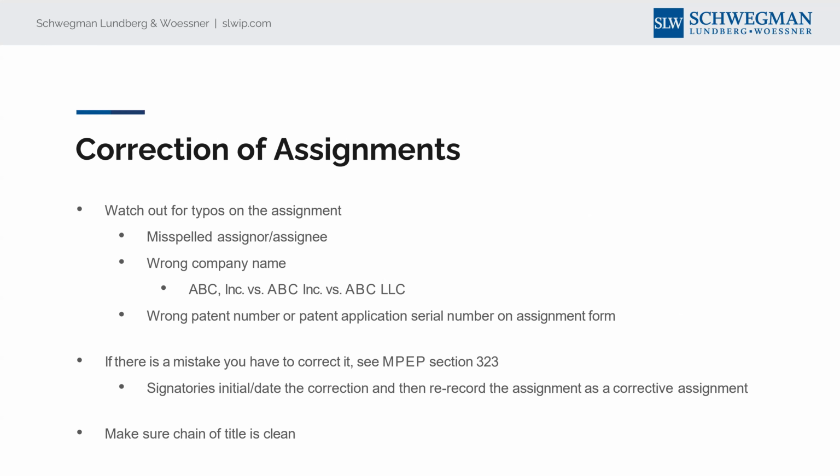The good news about assignments too, it comes up that there are errors in it. Names might be misspelled. Wrong company names are quite common. There's the company name, comma, Inc. versus the company name without a comma in Inc. Sometimes Inc. is all caps. Sometimes Inc. is a mix. Sometimes there's LLC. These are just kind of the greatest hits of assignment errors. Wrong patent number can be listed. Good news is super easy to fix.